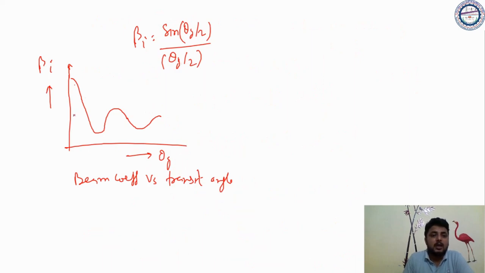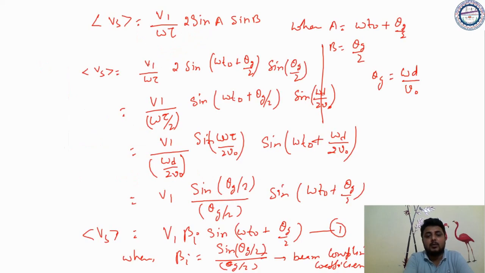So this graph is drawn, which is called beam coupling coefficient versus transit angle. We can see in the graph, as theta g increases, beta I decreases. As a result, if we increase theta g, beta I decreases. So if beta I decreases, the velocity modulation decreases. You will see velocity v of t1 is directly proportional to, or related to, this beta I.